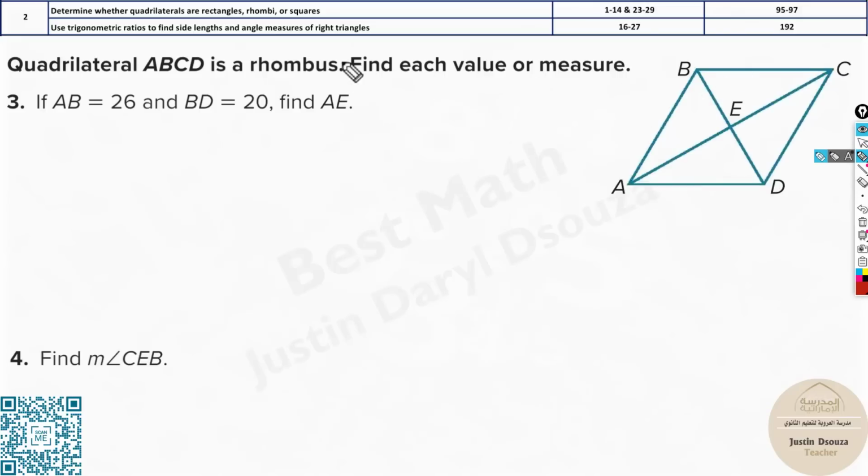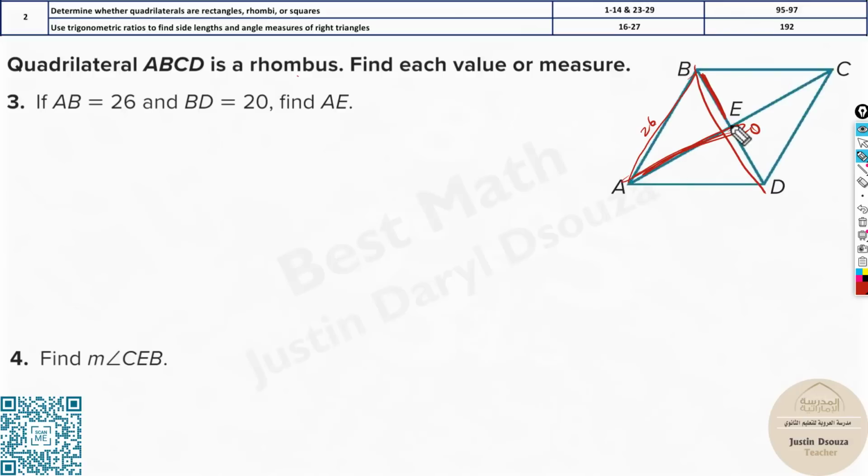It's again the same figure. It's a rhombus again. And we have AB here. That is 26. And what about BD? BD is this line, sorry. That is about 20. So we need to find AE, this one.